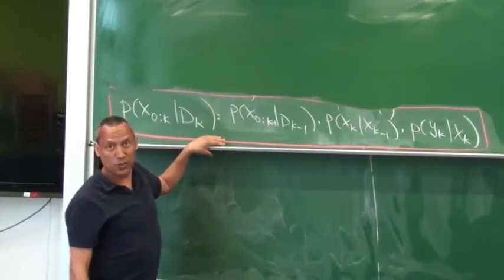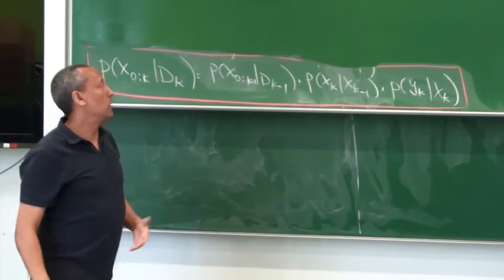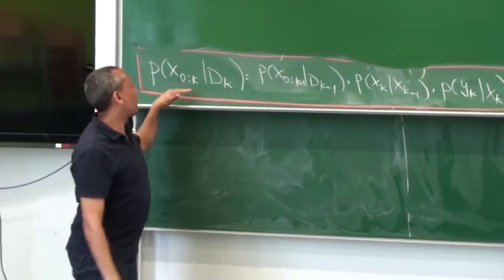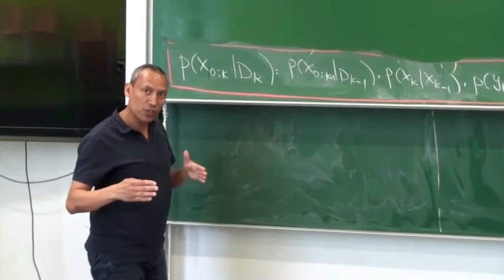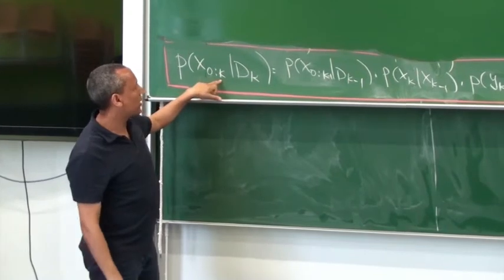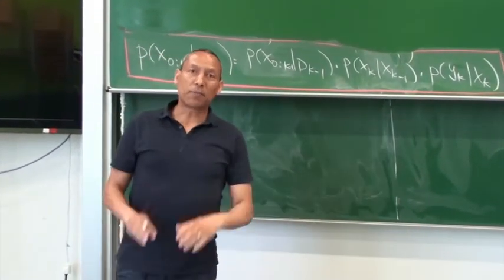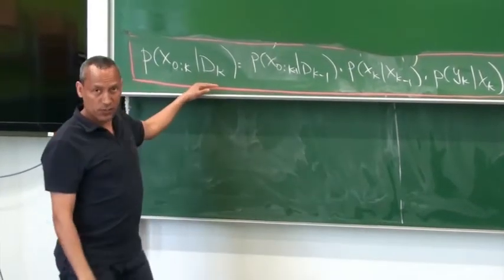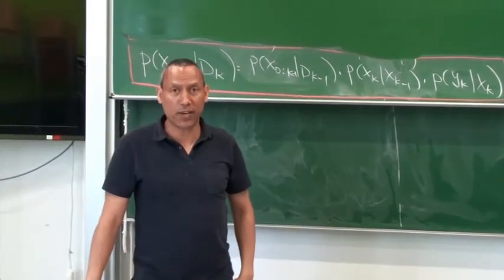From this expression, you can see that the three assumptions have been well accommodated. The posterior probability, or the best estimation about the position the robot has taken up to time k, has been expressed like this. Mathematically, this is fine.